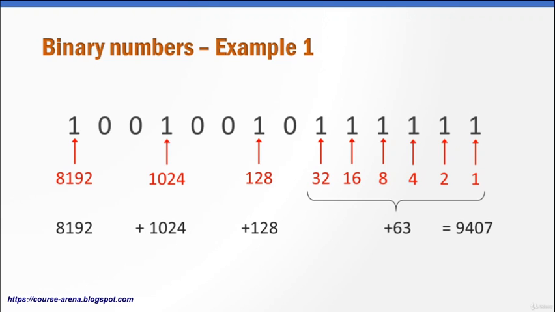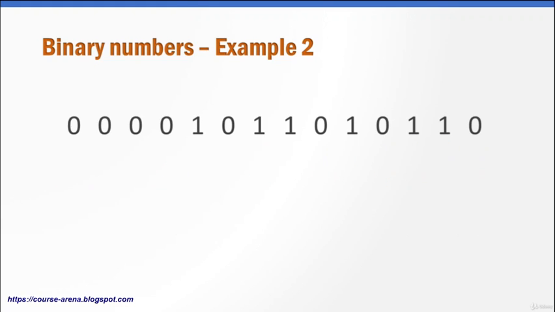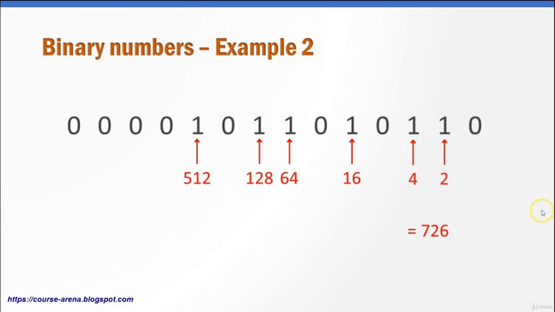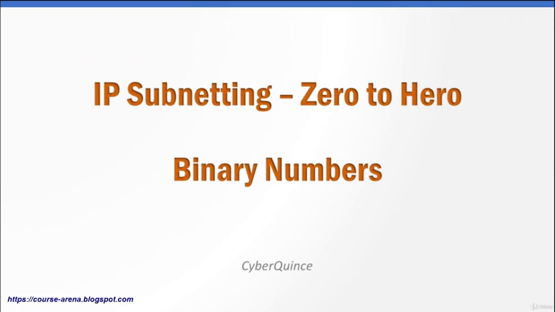But we're going to continue to the next example, which is this. So you can pause this video and try to figure this out on your own, because I'm just going to give you the results. Here are the results. Okay, so how we did this, we followed the previous examples, and we just looked at the positions of ones, and we added all of their values together, and we got 726. So if you got that too, you're on the right path. For this lesson, see you in the next one.